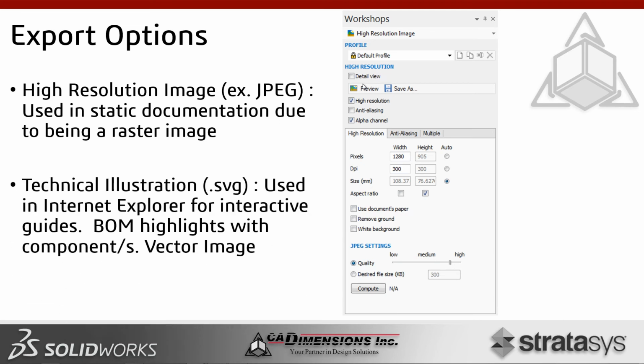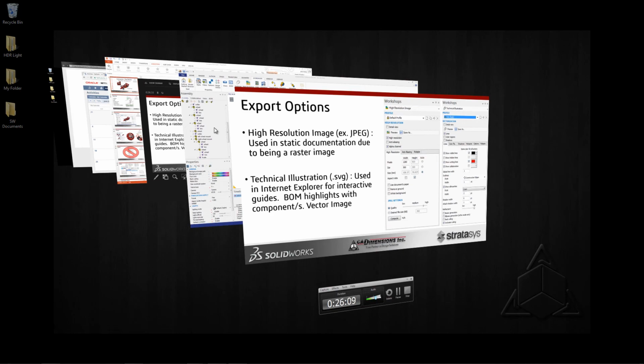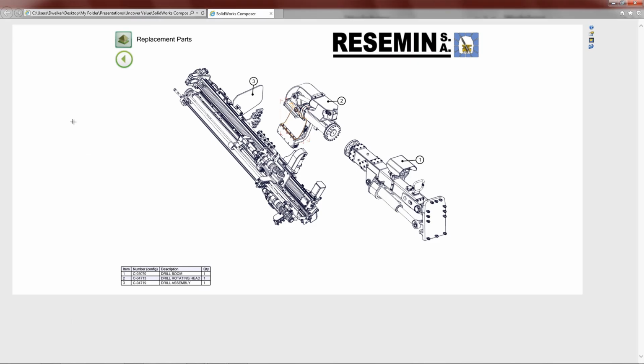Now, a technical illustration is something that's going to be used in Internet Explorer. It doesn't have to be, because you can just have it saved out as a vector image. Now, anything that is a technical illustration is a vector image, so it's obviously going to be able to scale really well, but it can also be used in Internet Explorer and anything like that. And you can see that there's a ton of different options for that, along with detail view. So let me hop in and show you what it might look like to use a technical illustration.